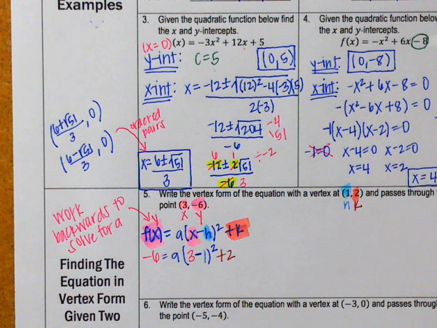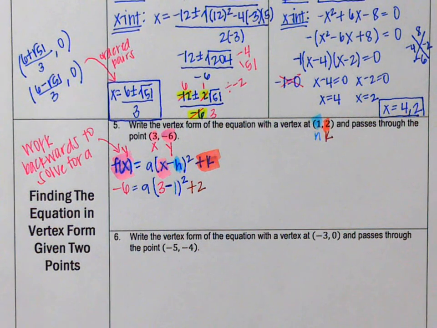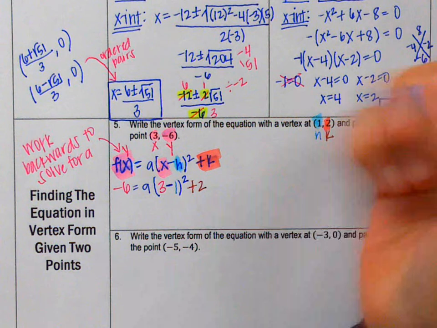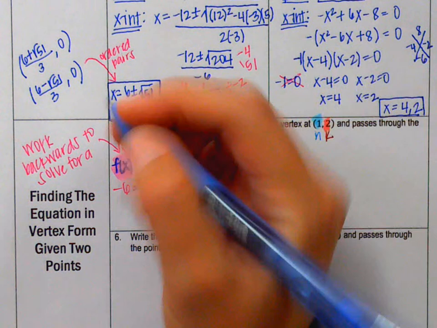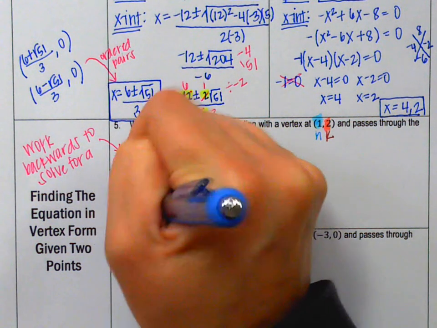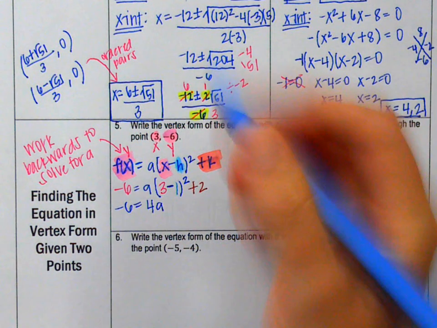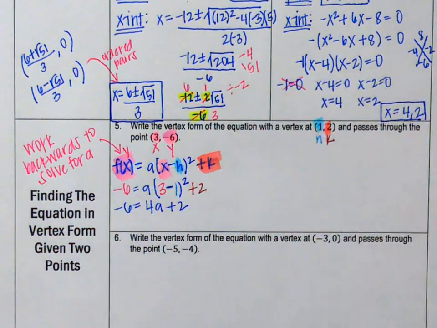Okay, so to work backwards, we have to think about our PEMDAS and order of operations. First thing I'm doing is my grouping symbol, so my parentheses. So I'm thinking, okay, 3 minus 1 is 2, and then 2 squared is 4, and I'm just going to write 4a because we're so used to having the variable second. If you put a times 4, that's fine too, but at this point we're just solving for a, so we're trying to get a by itself.